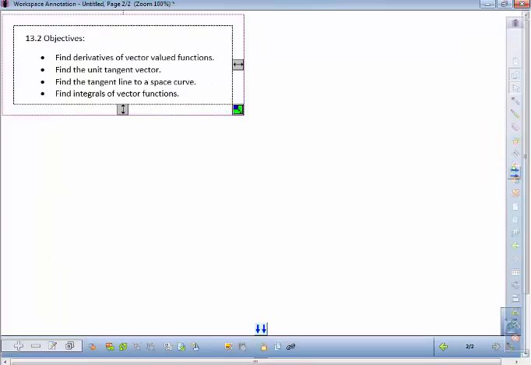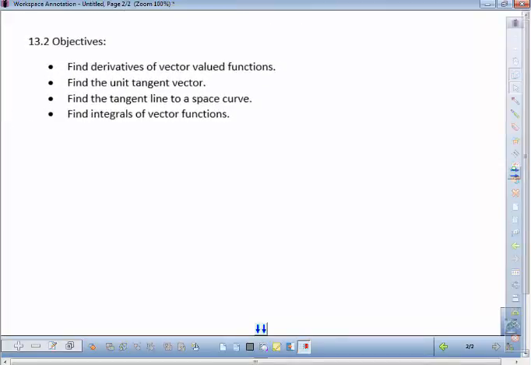So find derivatives of vector-valued functions. We want to find the unit tangent vector. The unit tangent vector will help us begin to provide a frame for our graph a little bit later on. Tangent lines. Now we can really talk about tangent lines in space, and then find integrals. Definite integrals and indefinite integrals. So those are our basic ideas.